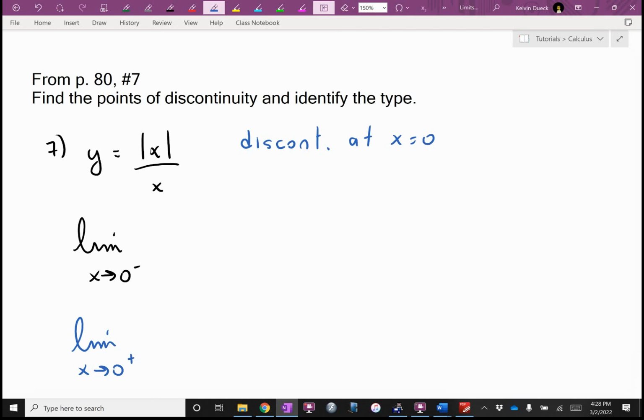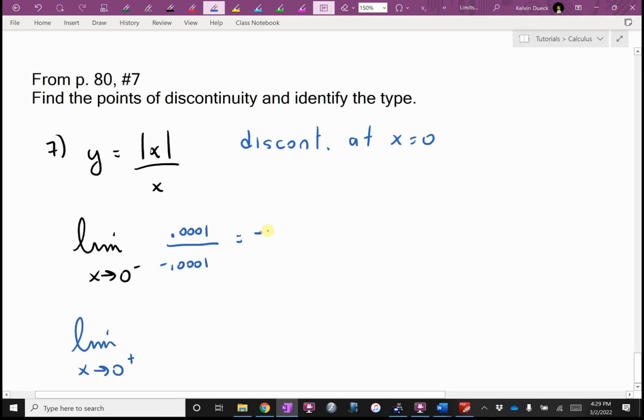And it said identify the type. It didn't specifically say how I was going to do it. Honestly, I would probably kind of go to my calculator. But let's see if we can do this intuitively. If I approach 0 from the left, I'm thinking negative 0.00001. If I put a negative number here, it would just end up becoming positive 0.0001. Yes? Divided by negative 0.0001.